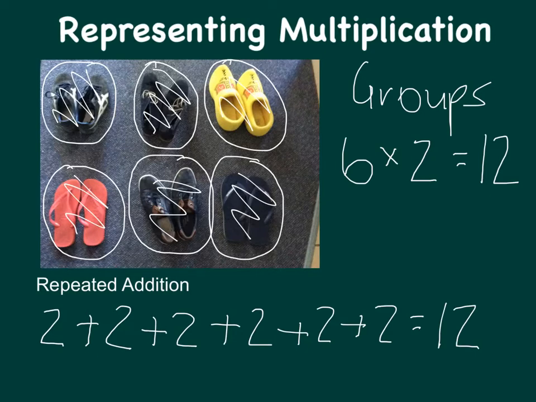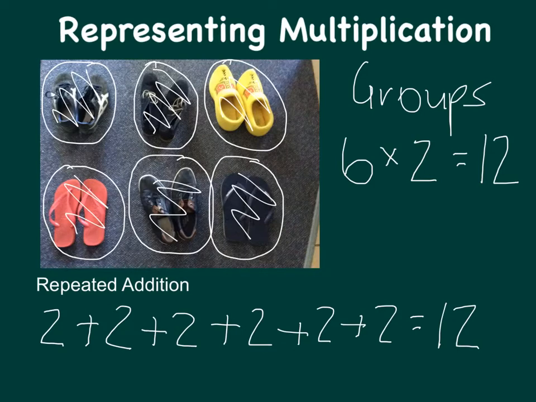And for our groups, we worked out that there were 6 groups, weren't there? 1, 2, 3, 4, 5, 6. And there were 2 shoes in each group. That's why there's a cross there and the 2. And that equals 12. And we'll notice that this answer here is the same as this answer here.